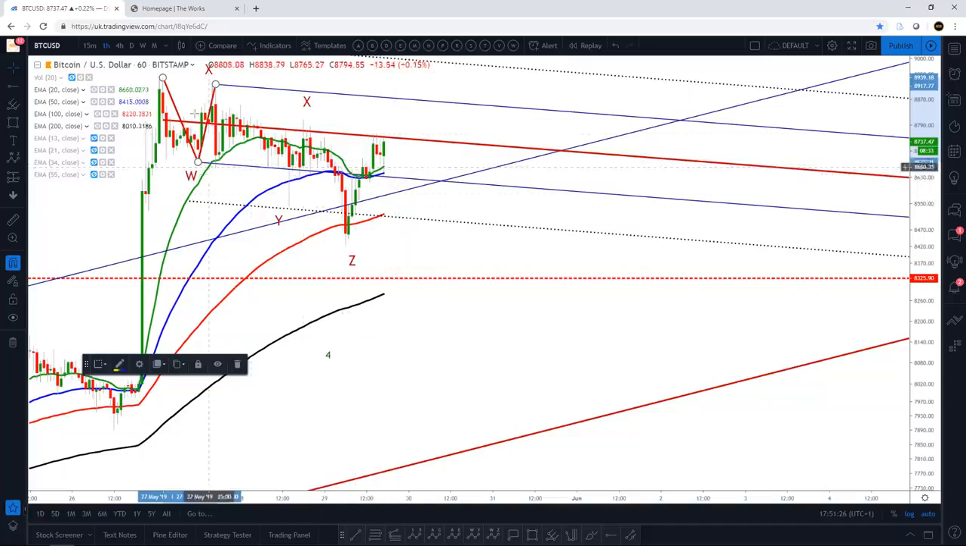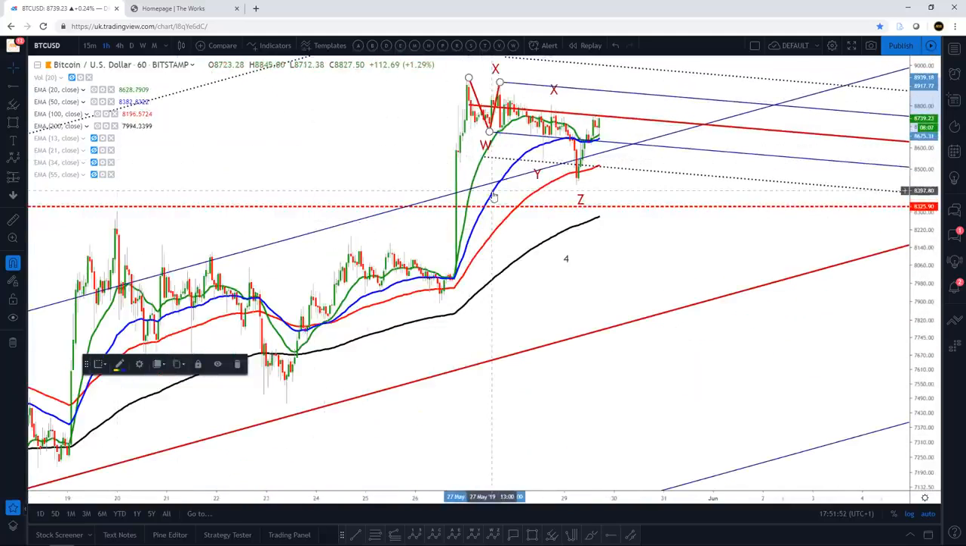So you can see here we've got a WXY, then price came up above the 50, tested it several times, but then you can see the 20 never really acted as good support. It stayed below the 20 and then the 50 broke. Now we've gone above the 50, we're above the 20. I'd expect the 20 to act as support now if this is going to go up from here.